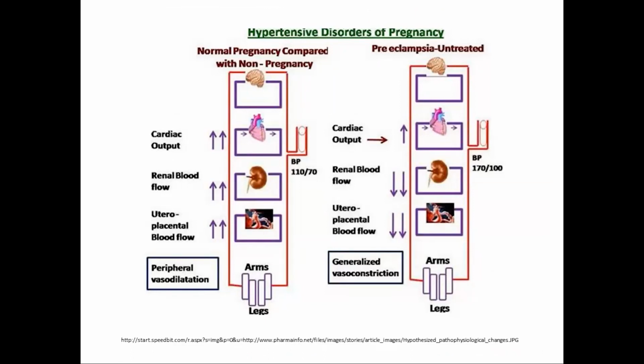The pre-eclamptic is shown on the right side of the presentation. In the normal pregnant, there is peripheral vasodilatation, increased uteroplacental blood flow, increased renal blood flow, increased cardiac output, and there is a drop in the blood pressure. On the other hand, pre-eclampsia, untreated, may cause generalized vasoconstriction, drop in the uteroplacental blood flow. There is also a drop in renal blood flow and increase in the cardiac output with increase in the blood pressure.